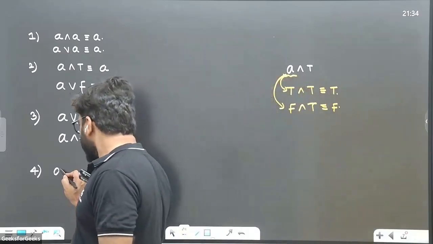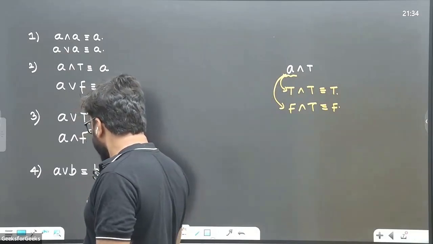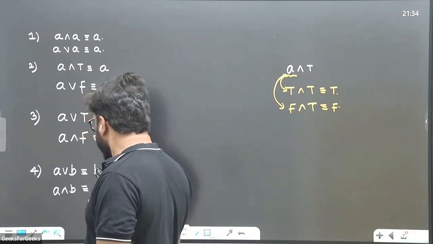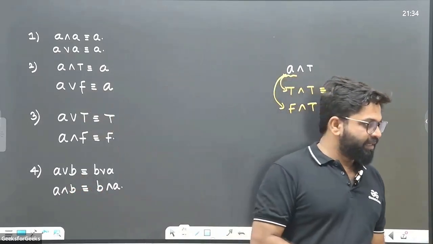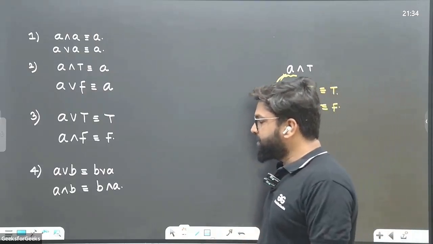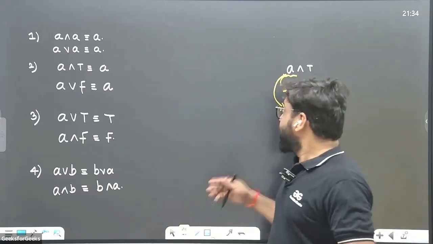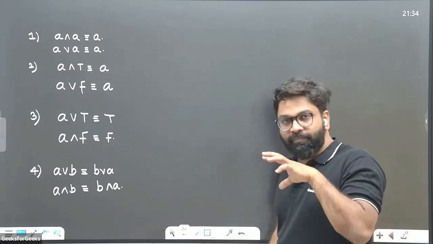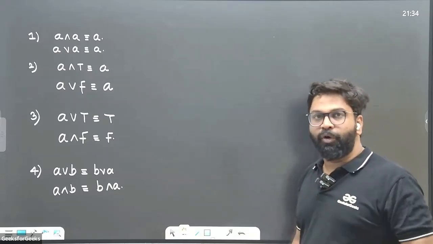Now let's move to the fourth one. Here I can say that A or B is logically equivalent to B or A, and A and B is also logically equivalent to B and A. See, this looks very simple, right? A and B is logically equivalent to B and A, and A or B is logically equivalent to B or A. This looks very simple, but when large amounts of things come in, from your practical point of view, this is very important to solve.